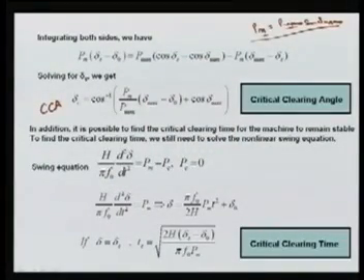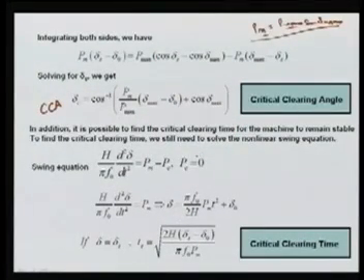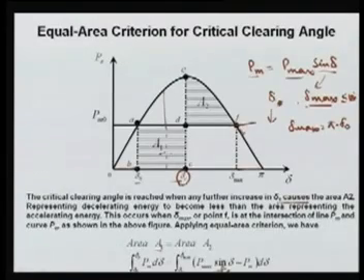In addition, it is possible to find the critical clearing time, because the angle is very difficult to measure. Time is very important, meaning at what time your fault is cleared, and that is called the critical clearing time. It can be calculated again by using the swing equation. Your swing equation is H upon pi f naught times the second derivative of delta with respect to time, which equals PM minus PE, and this PE is nothing but 0, because in this curve you can see PE is 0.